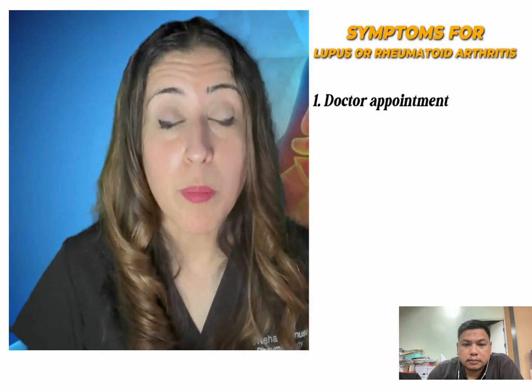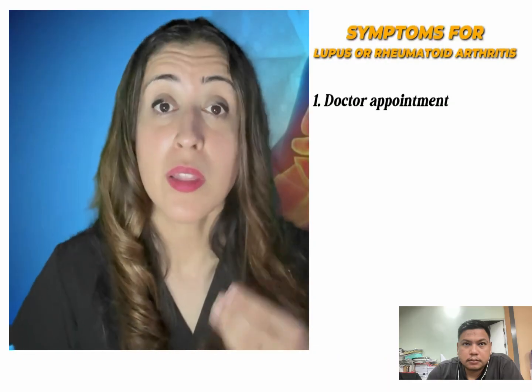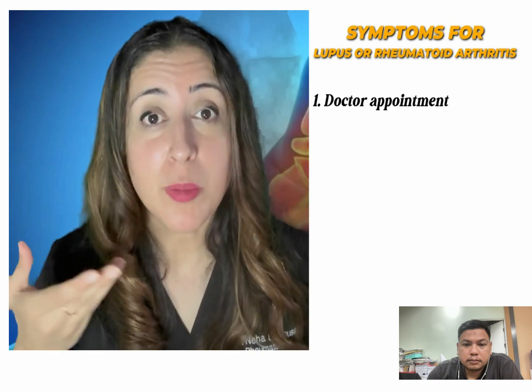So if you're struggling with symptoms and you think you could have lupus or rheumatoid arthritis, here's what you should do. First, make an appointment to see your doctor. Usually, most people start with primary care and they can check the blood test and they can kind of see if the patterns may fit into place.